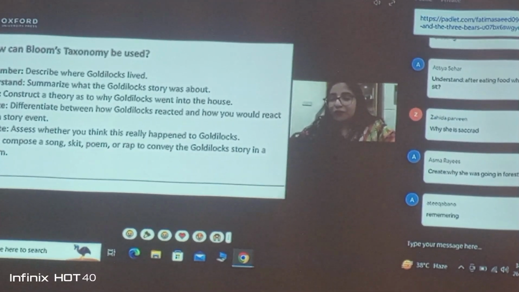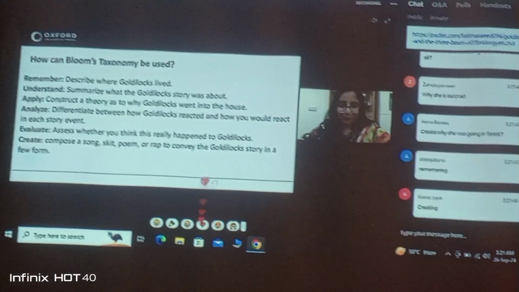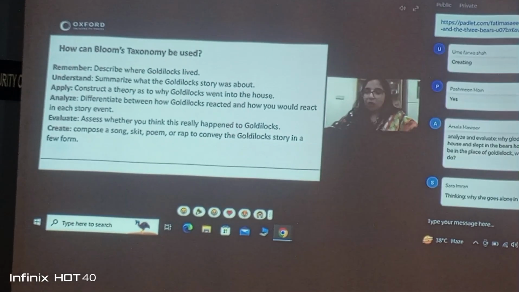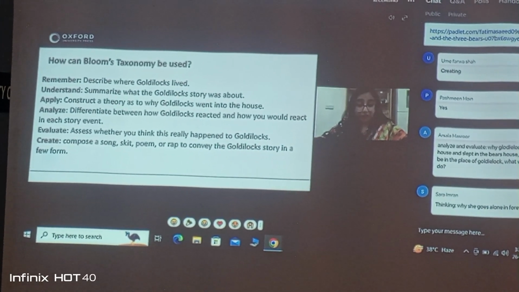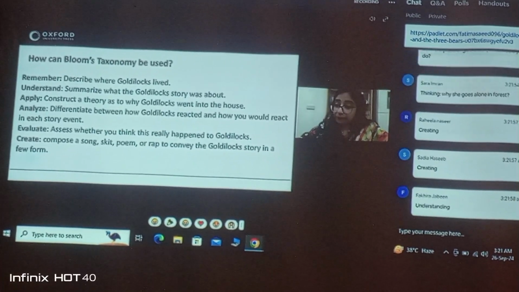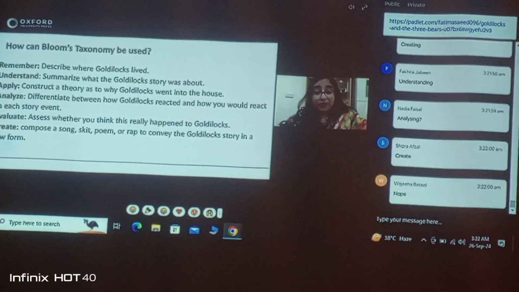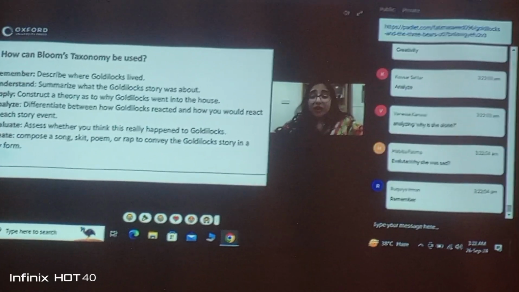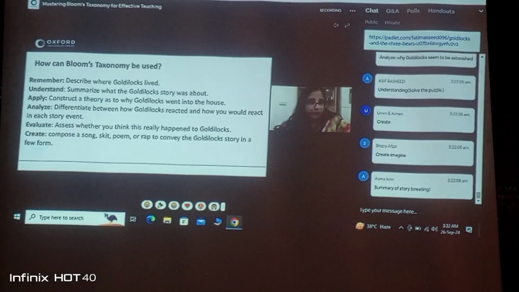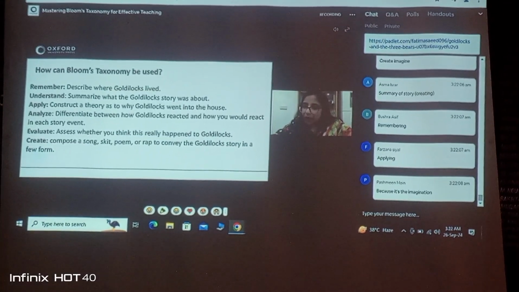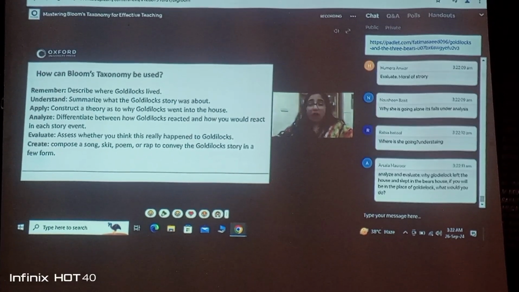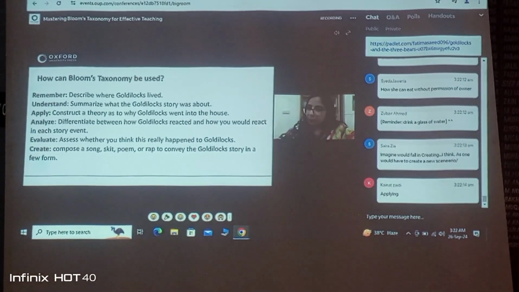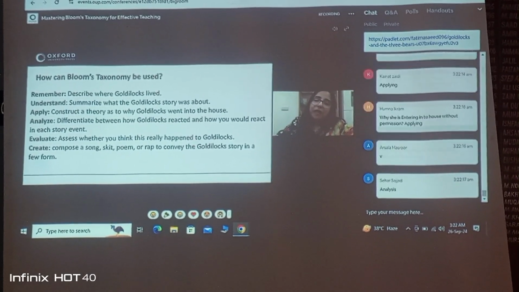Why is she tasting all the bowls? Okay. Is it creating? Is it really creating? Why is she sleeping in someone's bed? Okay. Is it understanding? Creating. What would she do? What is the color of the Goldilocks? Is it remembering? Is it applying? Why is she so scared? Is it remembering? Is it understanding? Is it applying? Is it analyzing? Is it evaluating? Or is it creating?